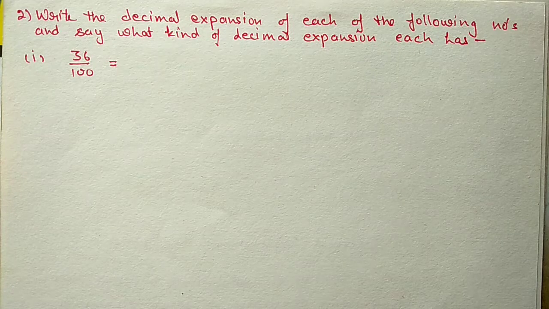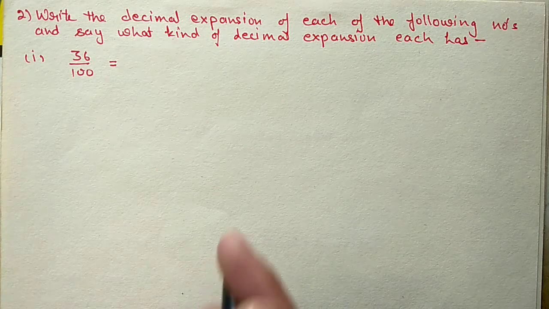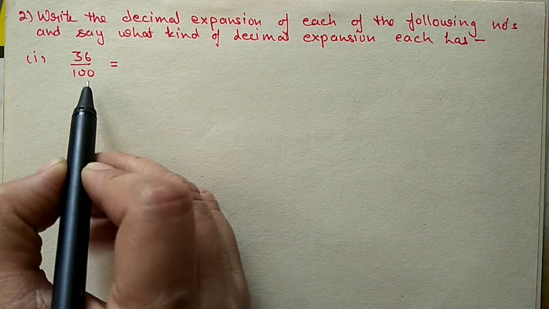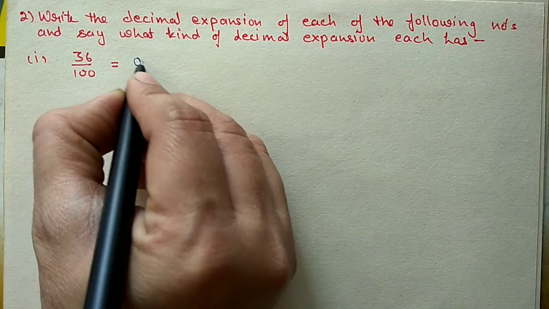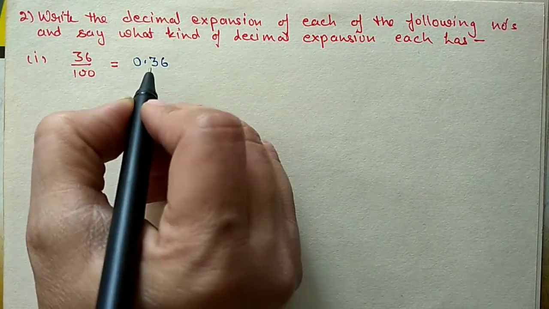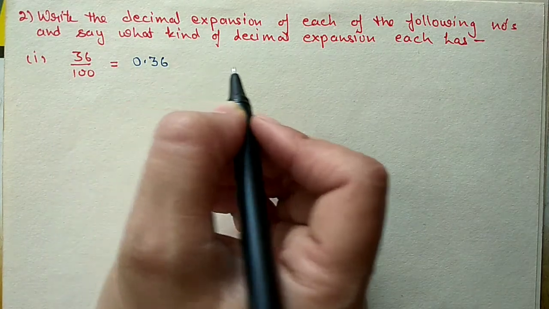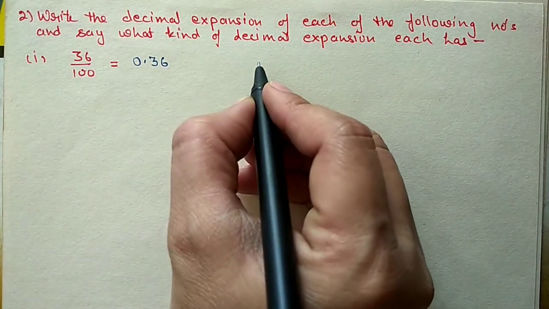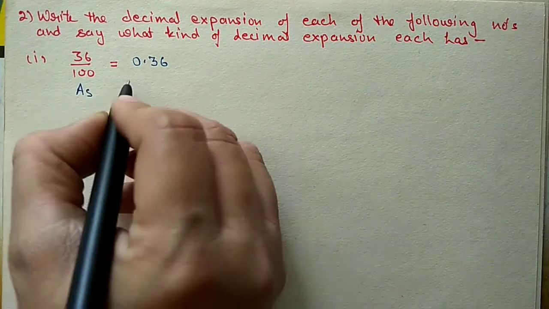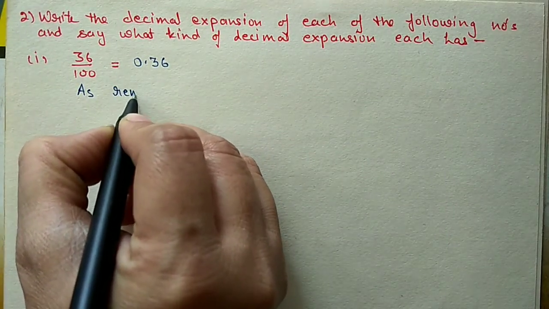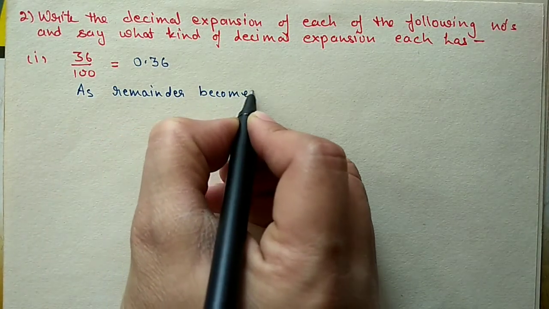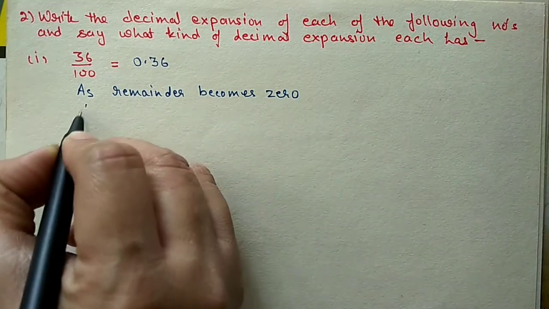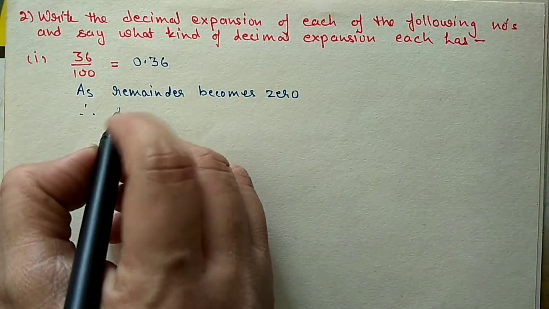Next, question number 2: write the decimal expansion of each of the following numbers and say what kind of decimal expansion each has. So the first part is given, 36 by 100. We know if we divide by 100, 2 decimal places will come. So when we change it into decimal, it will be 0.36. And 0.36 means after this it will end. We will not get any remainder here. So as the remainder becomes 0, therefore it is a terminating number.